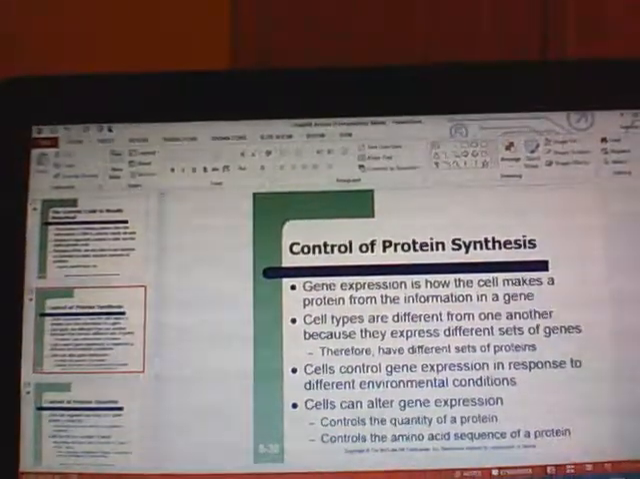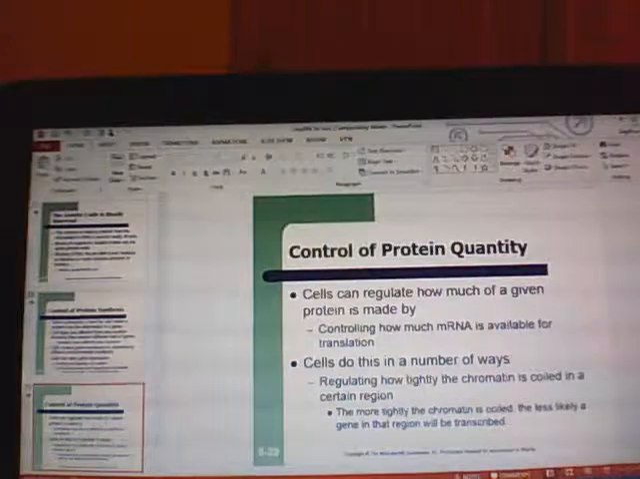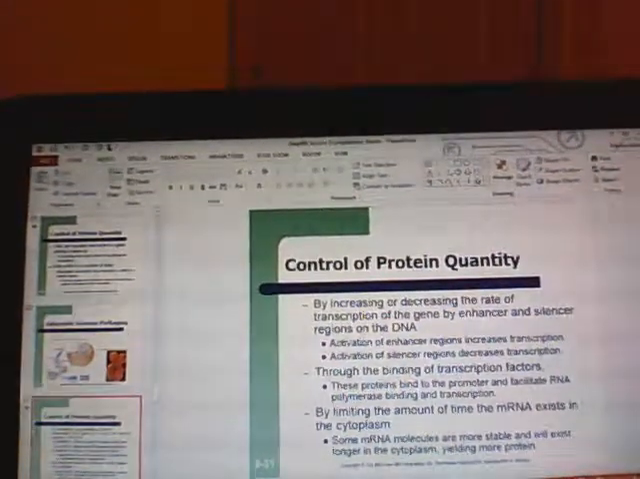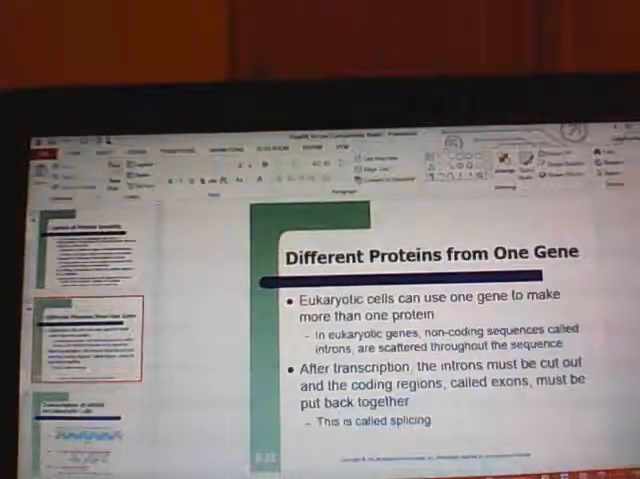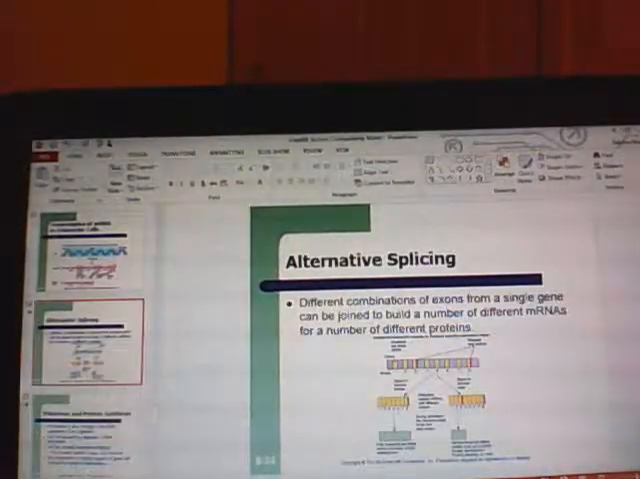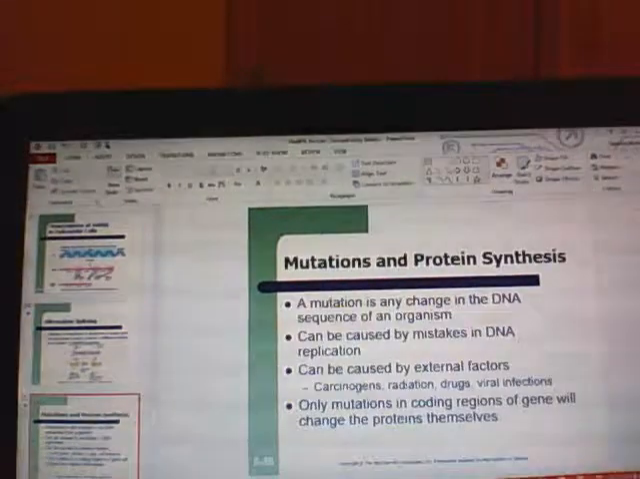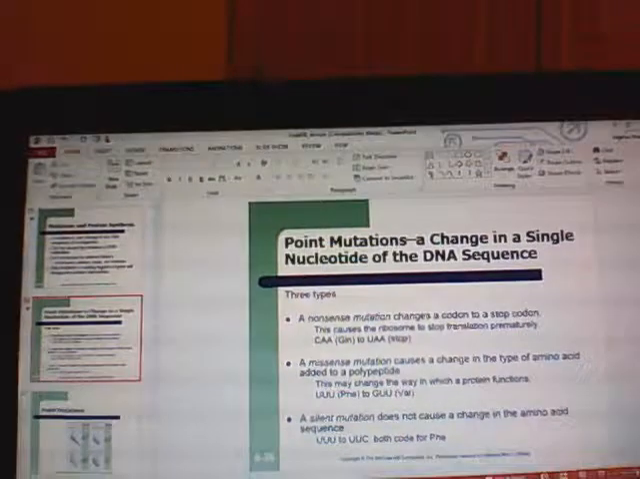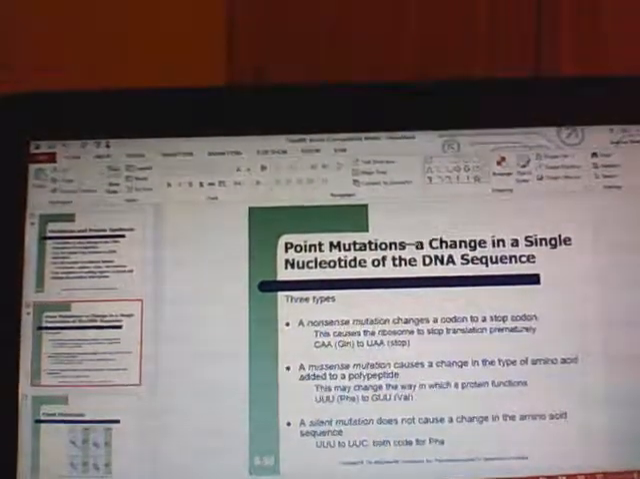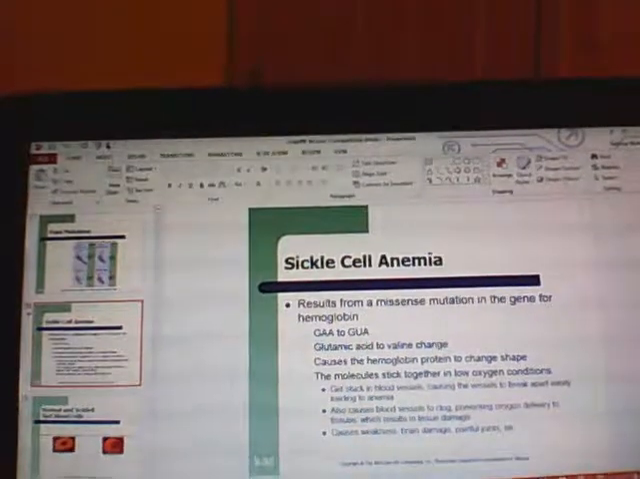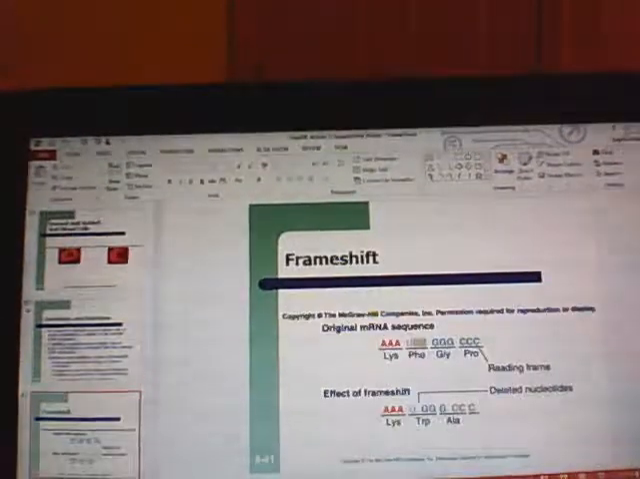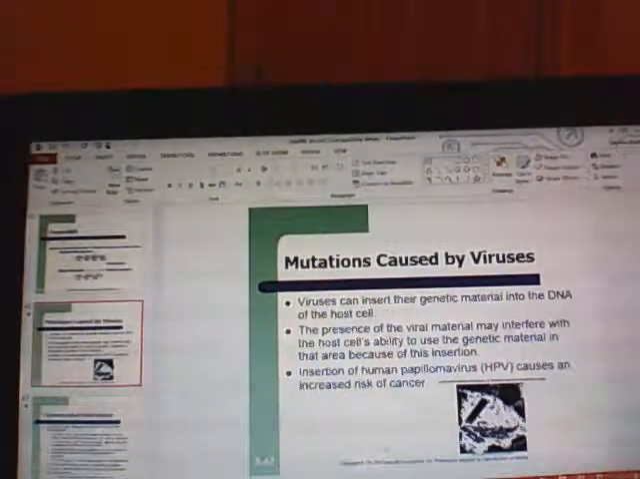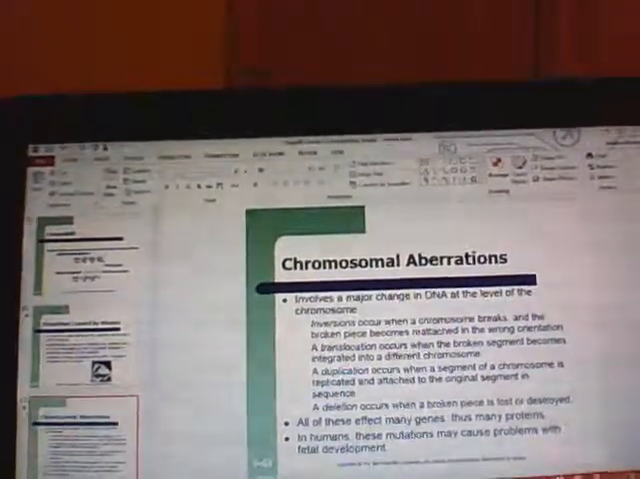All right. And so I don't think we talked about protein quantity and packing. But I would go over these just in case there is a question or 2 that comes up. You may have questions about mutations. And there are 3 different types. I would go over those just to make sure. Knowing that sickle cell anemia is a point mutation. And then you have your frame shifts. And I do not remember doing chromosomal aberrations.